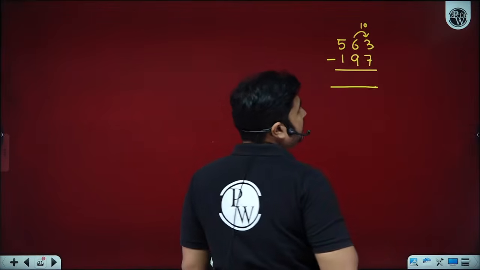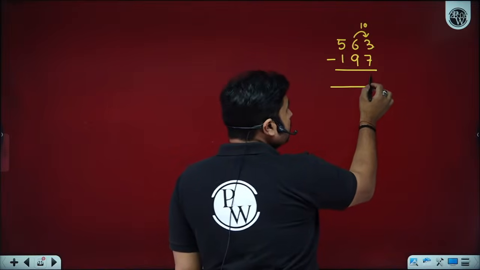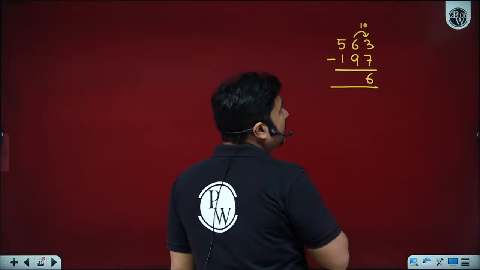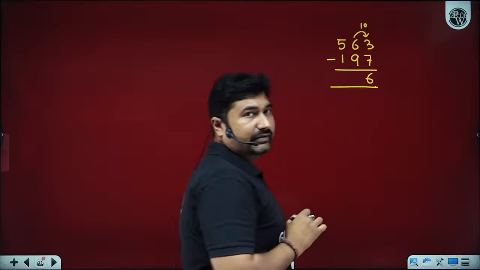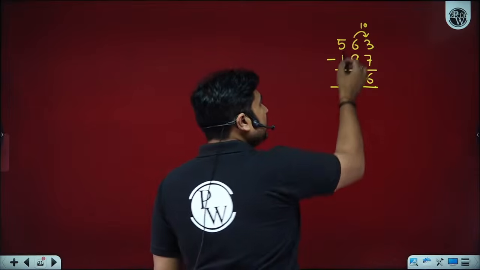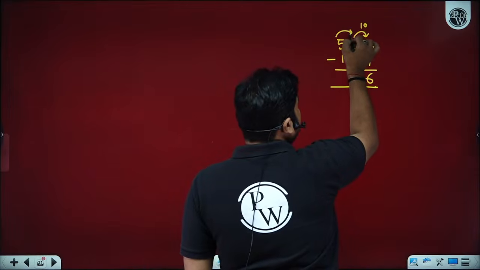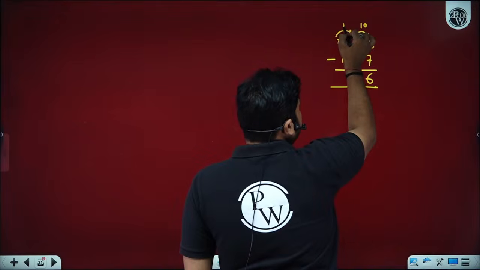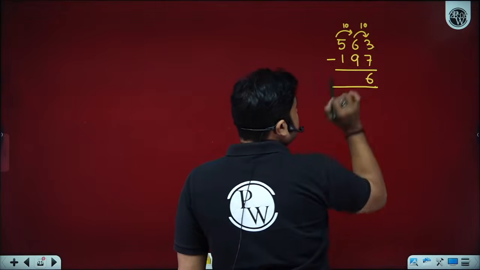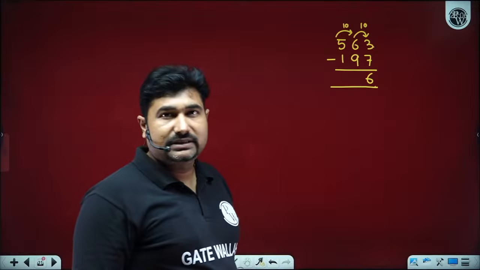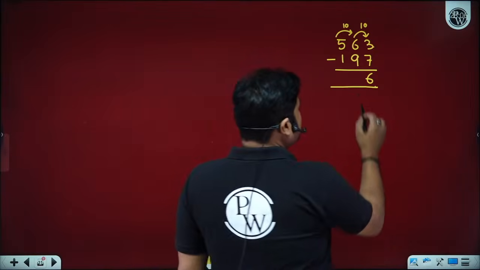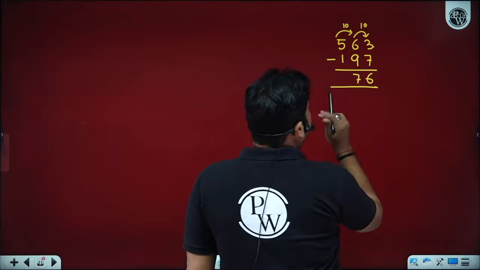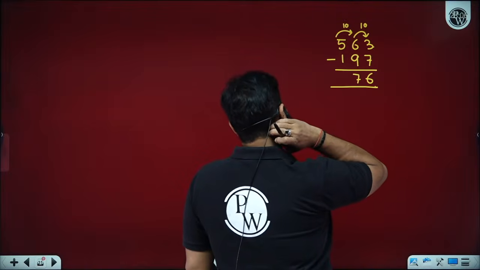13 minus 7 will become 6. And what is left out here? Here we have 5. So 5 minus 9 we can't do. We need to take borrow. So when we take borrow, again, because the base is 10, this will become 15. Is it okay? Yes, sir. So 7 and we have 15.